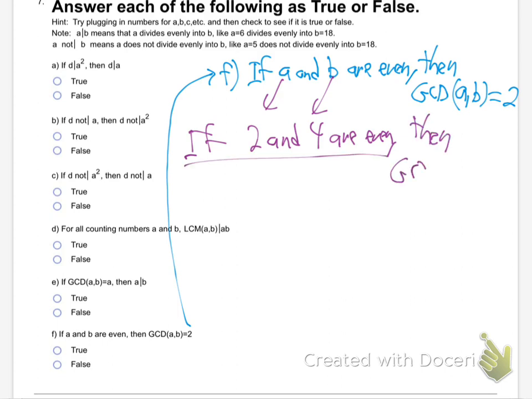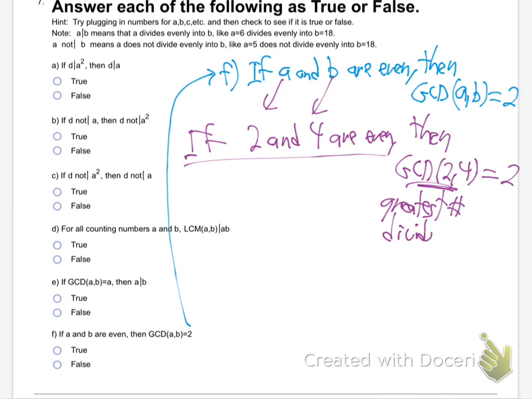Then the GCD, the greatest common divisor, of 2 and 4 will be 2. Is it? What's the greatest common divisor? Remember, that's the greatest number that divides evenly into both. What's the biggest number that goes into 2 and 4? It's 2. Yes, that turned out to be true. So maybe this is always true.